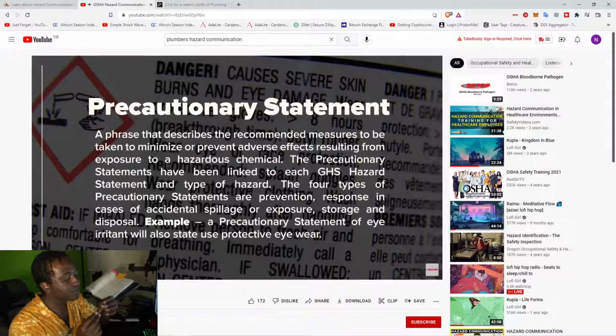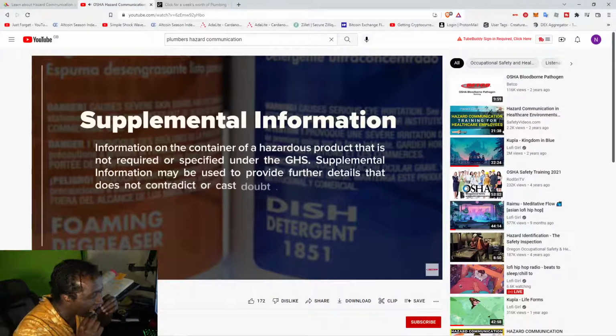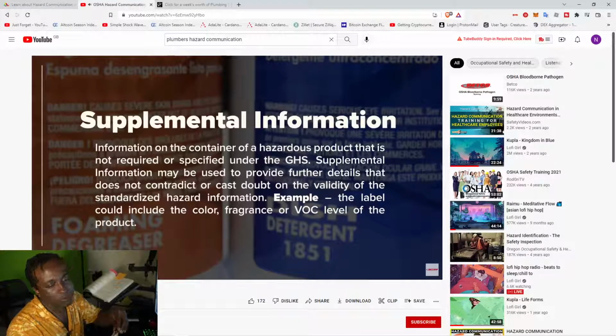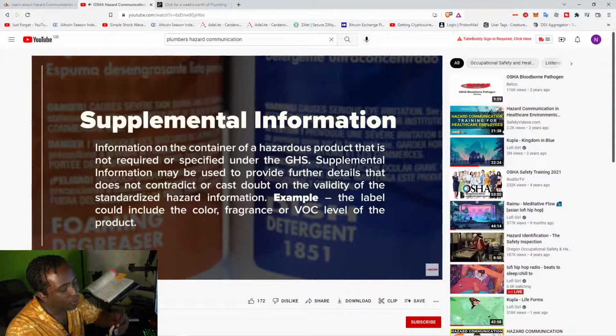Example, a precautionary statement of eye irritant will also state use protective eyewear. Supplemental information. Information on the container of a hazardous product that is not required or specified under the GHS. Supplemental information may be used to provide further details that do not contradict or cast doubt on the validity of the standardized hazard information. Example, the label could include the color, fragrance, or VOC level of the product.